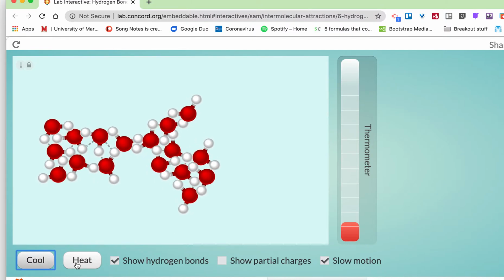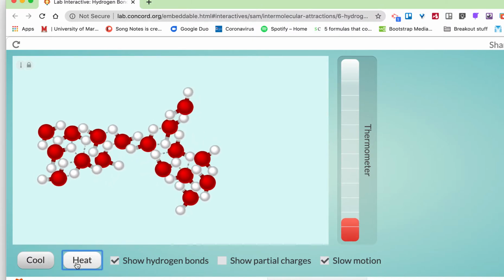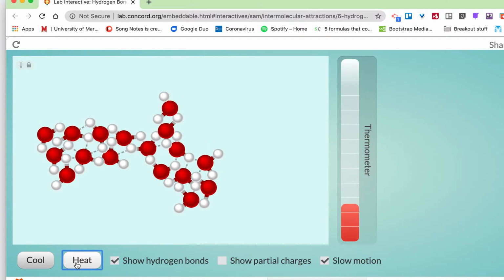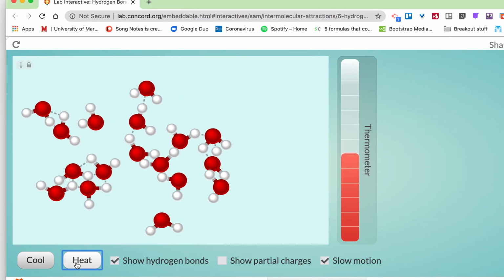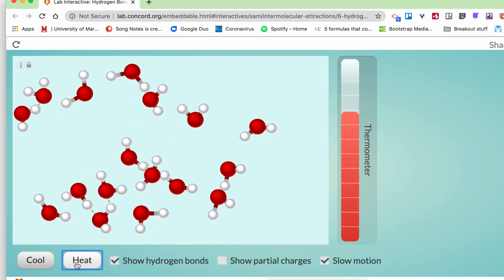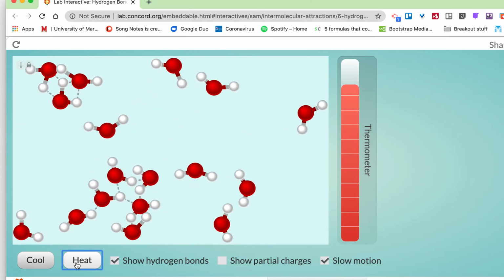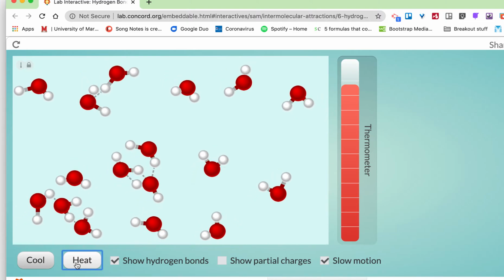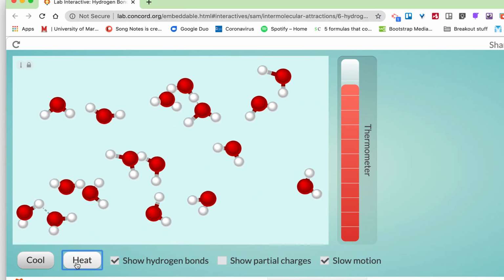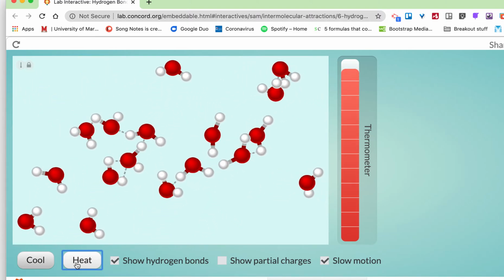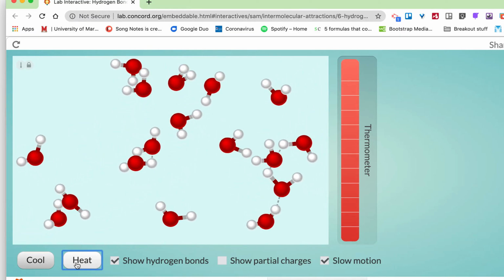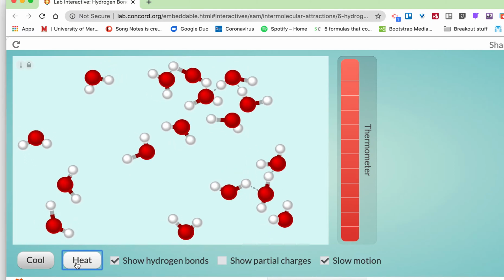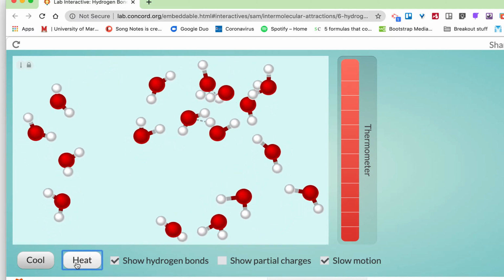Now watch what happens when we heat it up. We're going to add energy. The particles are going to start wiggling faster and faster and faster. And now they can't hang on to one another as easily. So now the intermolecular forces do exist when they get really close, but they don't stick close to one another for very long because they have so much motion and those intermolecular forces aren't real strong.